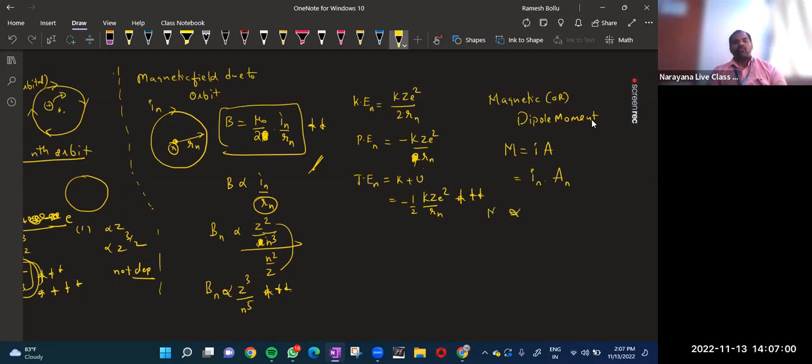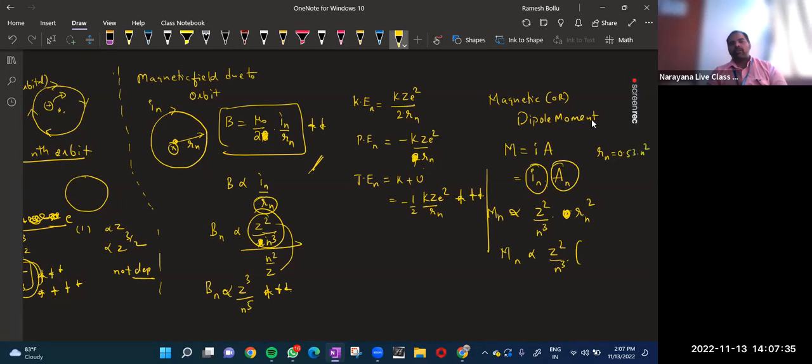We are analyzing only proportion relations, no? What is the current contributed by that electron in the nth orbit? Very good. Z square divided by n cube into the area of cross section, pi r n square. Pi is a constant only. In the proportion relation, everything is gone. So Z square by n cube. What is the radius of the electron in the nth orbit? 0.53 into n square by Z angstrom.